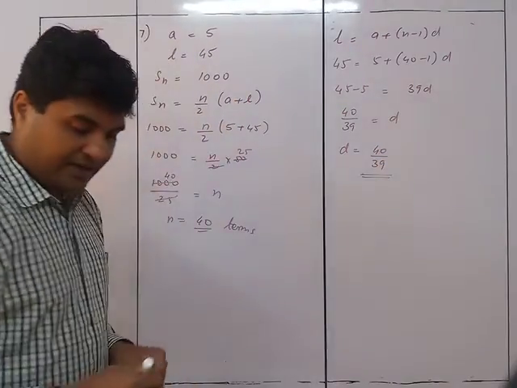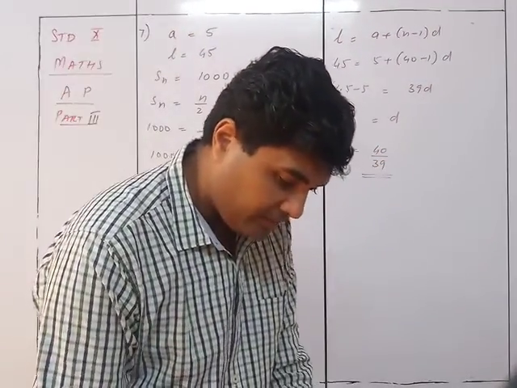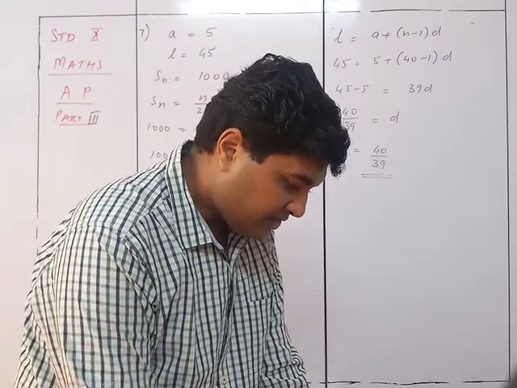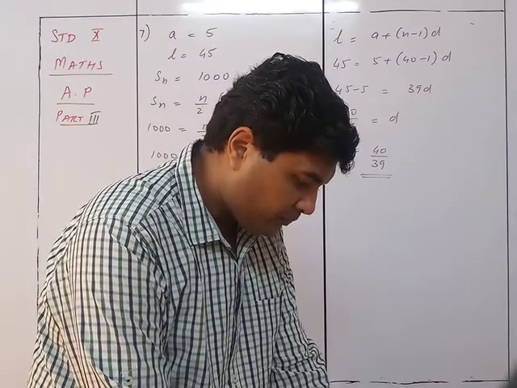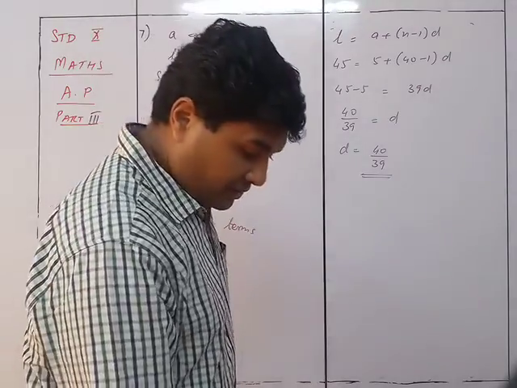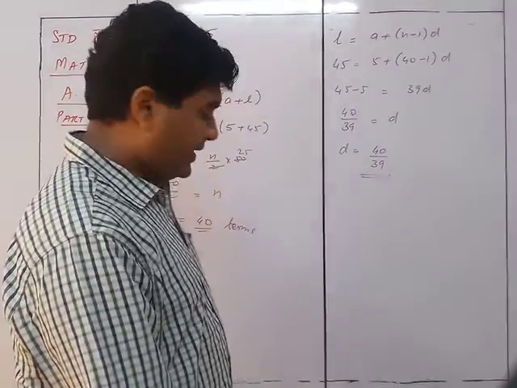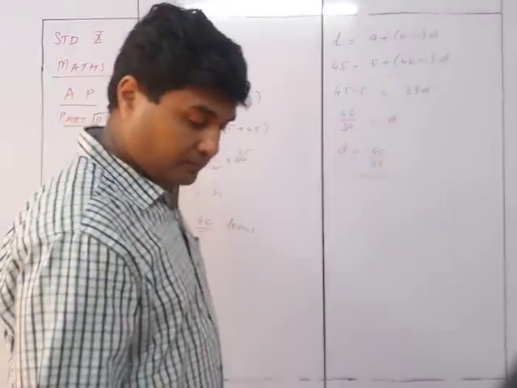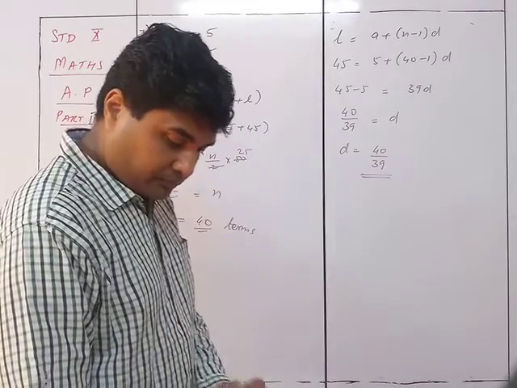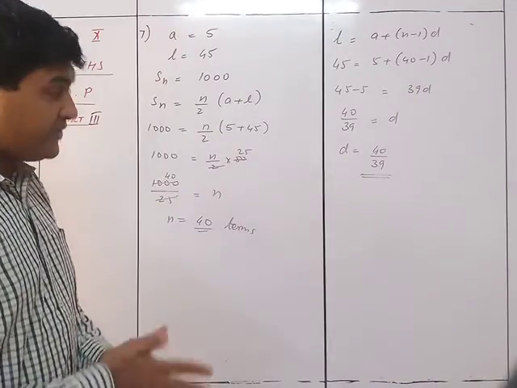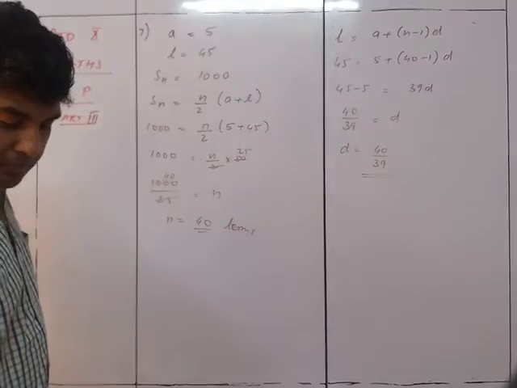That's the answer. Let me check this out. This is sum number 7. Yes, it is 40 upon 39. So that is sum number 7. We now move on to sum number 9.